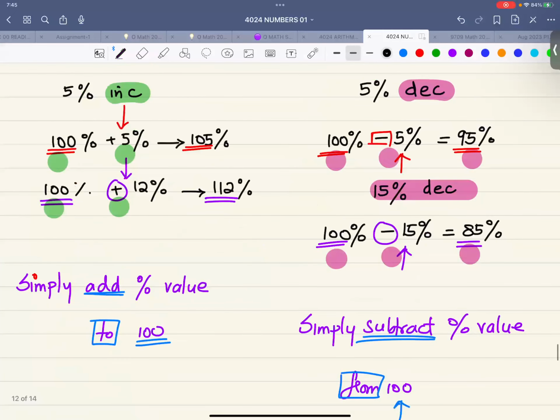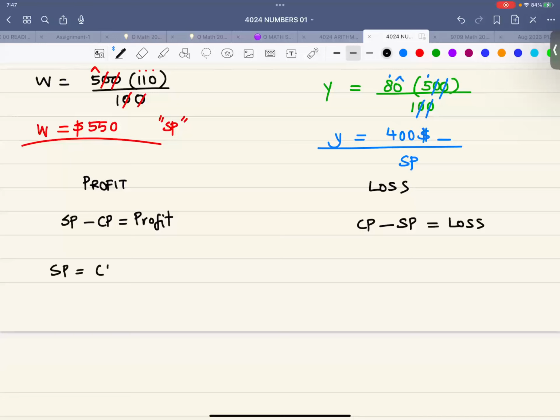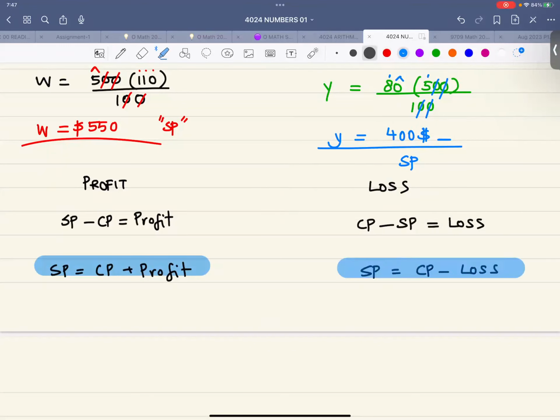Compare it with worked example 3. There was a cost price of 500. The profit was 10%. Therefore, the selling price is more. Again, I'm reiterating the fact: whenever we are talking about a profit, selling price minus cost price is profit. Whenever we are talking about a loss, cost price minus selling price equals loss. Or we can write selling price is cost price plus profit, or selling price is cost price minus loss. So remember these two rules.